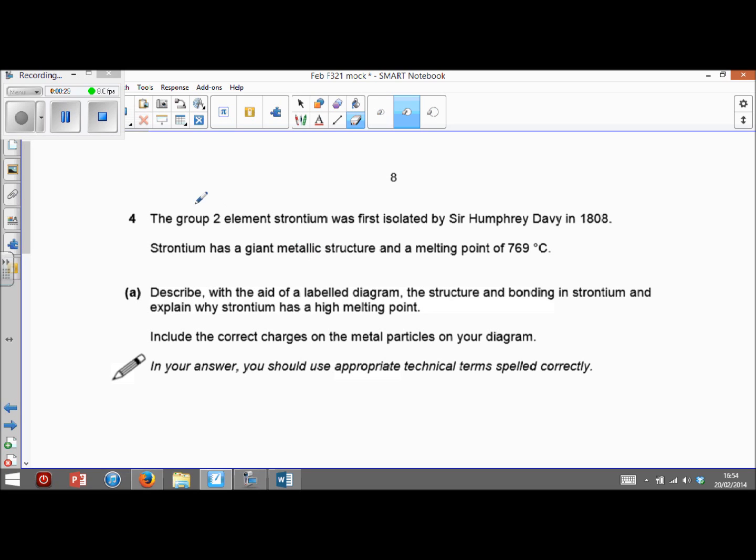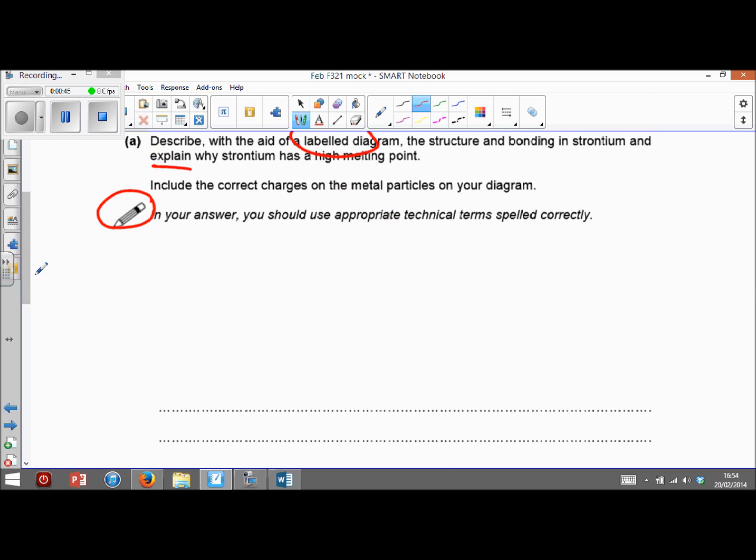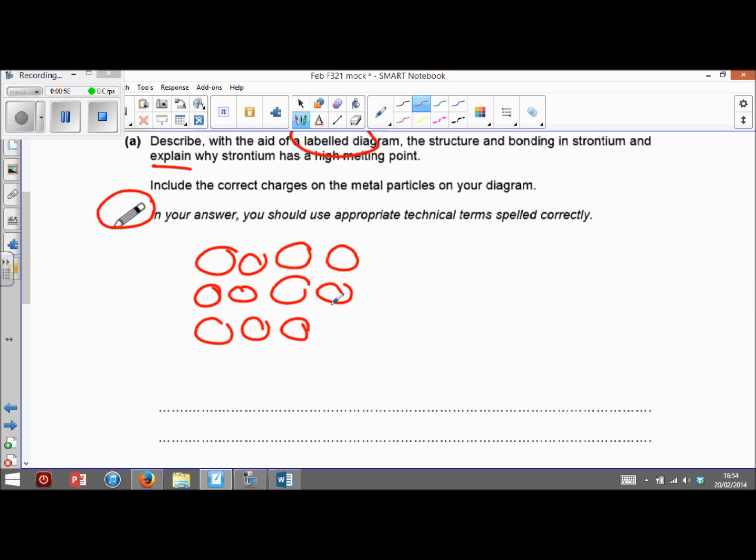So the key here is group 2. Okay, group 2, they're telling you it's group 2. Labelled diagram, and then explain key terms. So it's group 2. You know it's metallic bonding. Strontium is a metal. It's got to be metallic bonding. So it's where you draw your layers with your electrons in between.